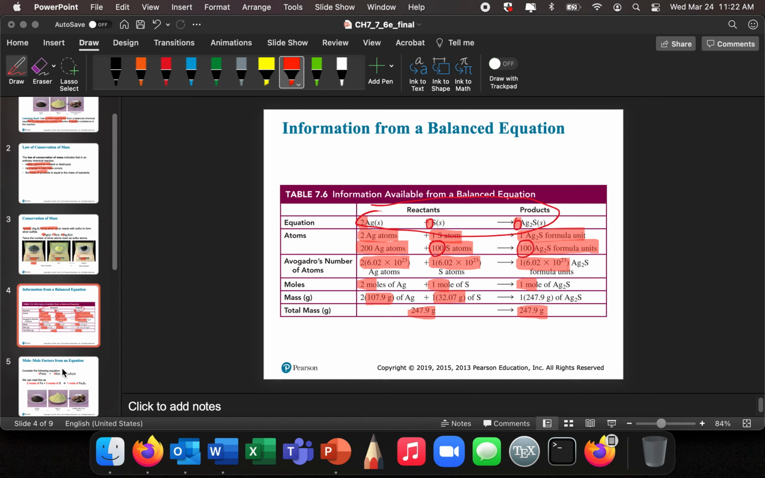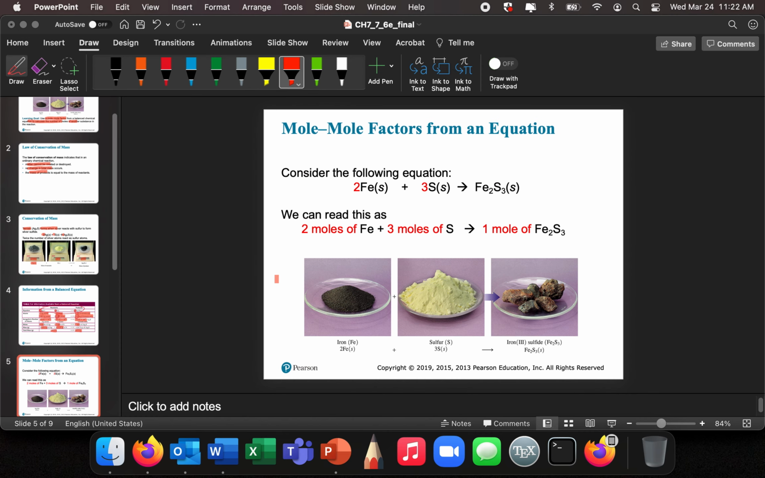All right. So now let's consider mole factors. We're going to call these stoichiometric factors, but your book doesn't use that term, I don't think, because it's a clumsy term, but a lot of chemists use it, right? It's an old term. So the mole factors, or the molar ratios, or the stoichiometric factors from an equation are as follows: 2 moles of iron and 3 moles of sulfur give 1 mole of iron 3 sulfide. Yeah, that's iron 3 sulfide.